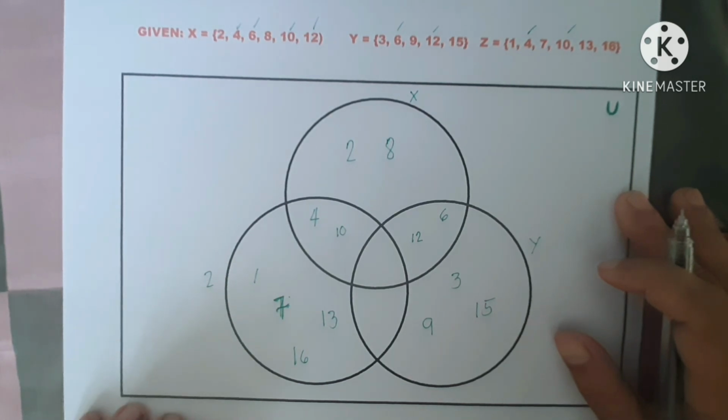Alright, so this is now the Venn diagram of the 3 sets X, Y, and Z. So I hope this example will help you understand more on how to apply Venn diagrams in showing the relationships of 2 or more sets.